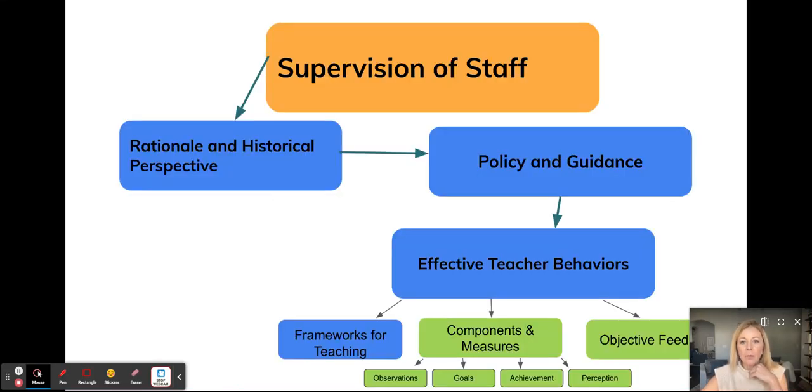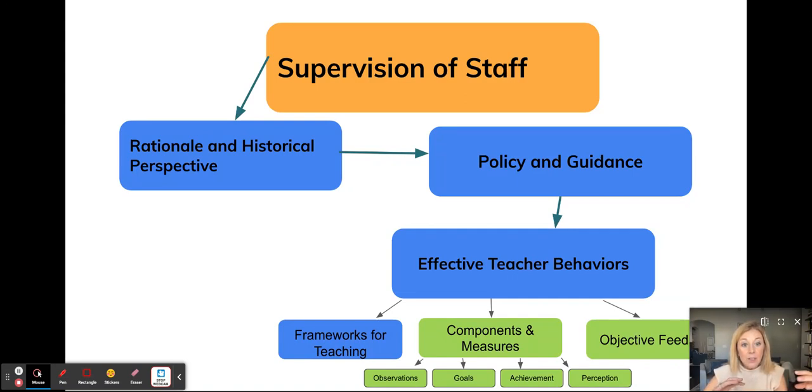And before we dig into the module, I want to frame where we've been and how this week's module connects to that. So we started with that big overview, looking at the rationale and purpose for supervision, and historically, what supervision has consisted of, and some of those big pieces like Race to the Top that really had a significant impact on the components and measures of evaluation that we're going to talk about today.